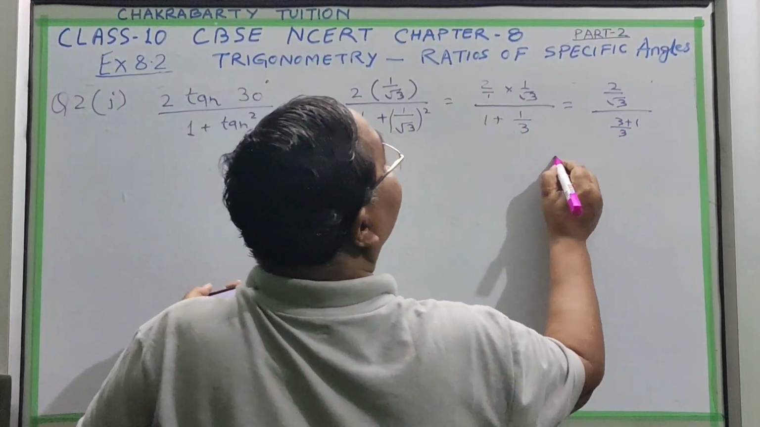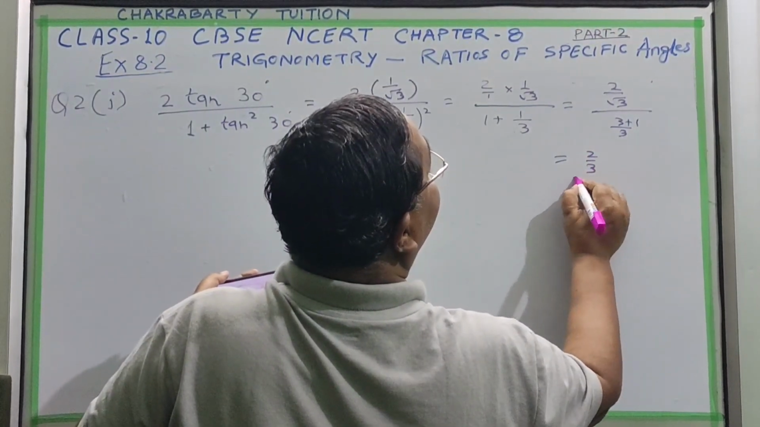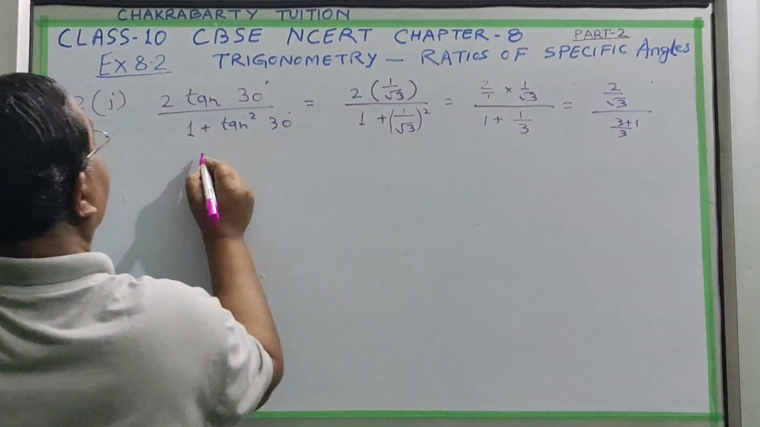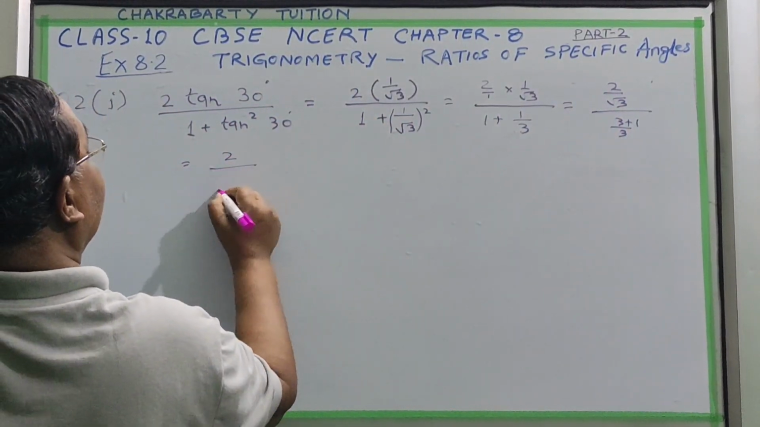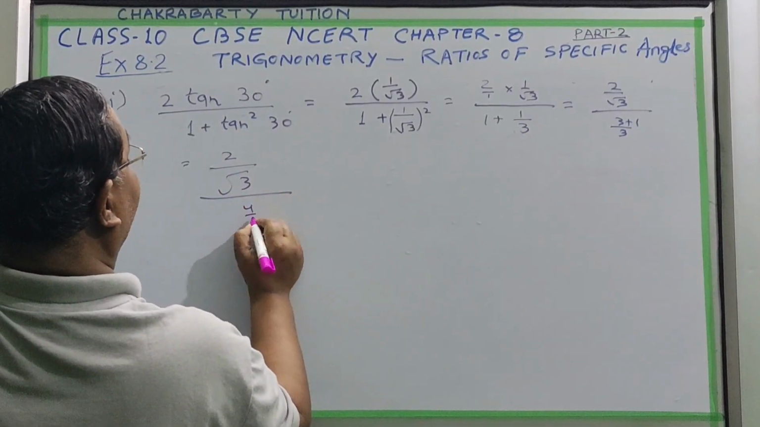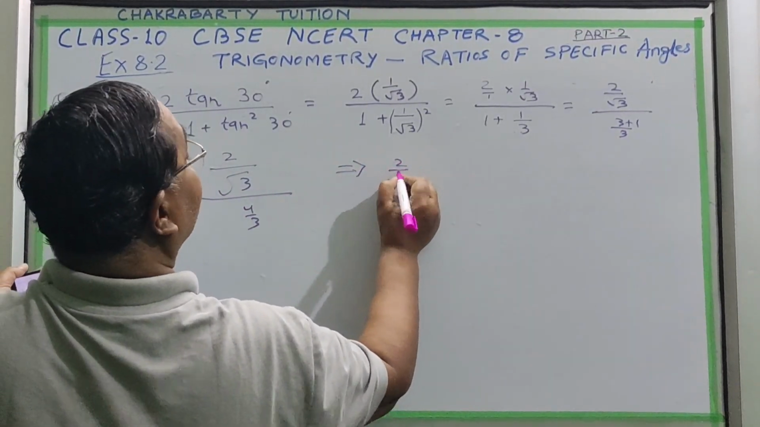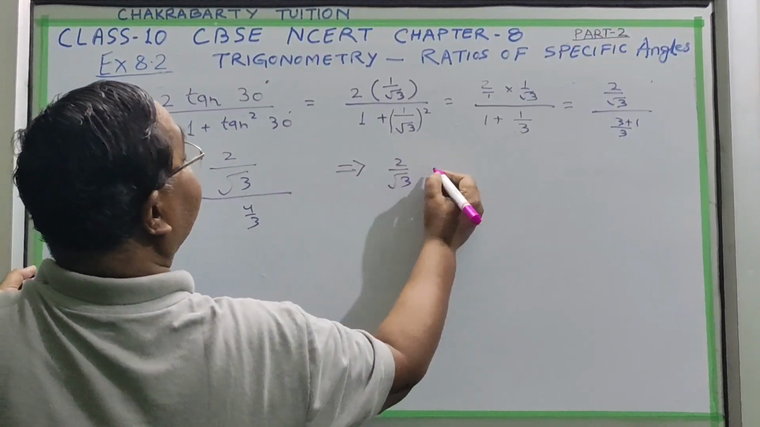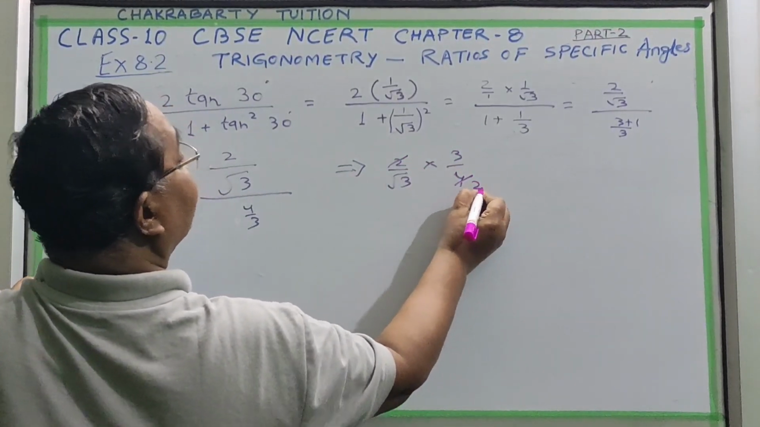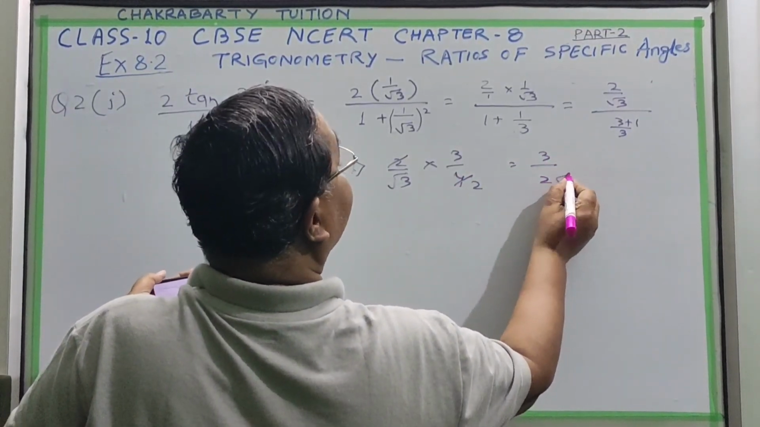Okay. So what will happen? It will become 2 upon under root 3, equal to 2 under root 3 upon 4 upon 3. So equal to what will happen? 2 under root 3, this we will take upper side, and 3 upon 4. You can cut it, it will come 2. So what will be there? 3 upon 2 under root 3.